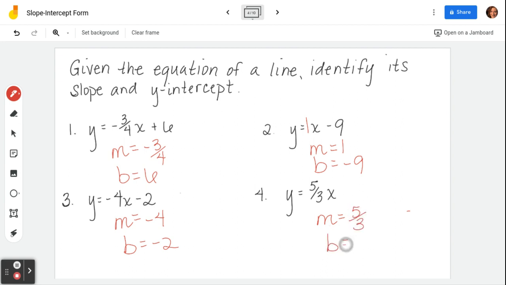But for the y-intercept, it doesn't say plus or minus anything. That means the y-intercept is invisible. What's the only number that would make it be invisible? It's a 0, right? This means it goes through the origin. It crosses right through the origin of your graph.